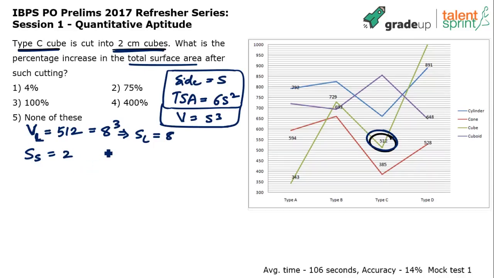So how do you solve this now? We know the volume of the larger one, from which we have got the side. We have also got the side of the smaller one. Let us find out the total surface area for the smaller one first of all, right?